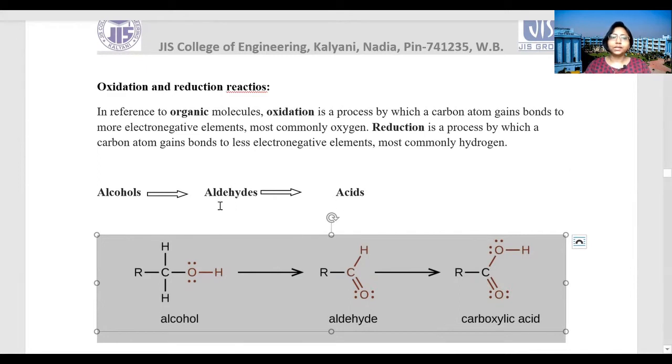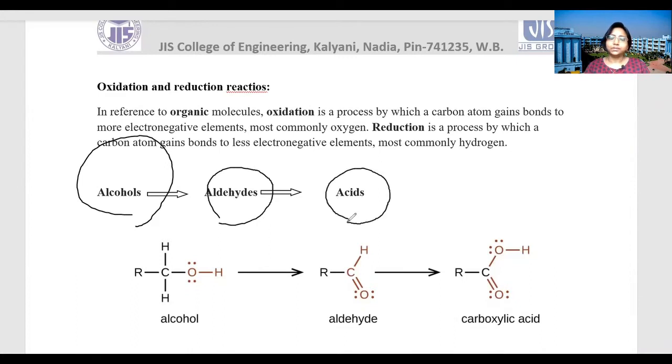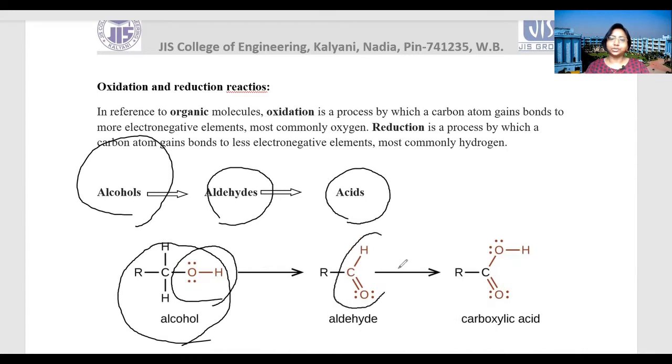Here you can see that in the oxidation part, the alcohol will be converted into the aldehyde, then it will be converted into acids. The example is also given: it is the alcohol, and you get here the group that is the OH, and the aldehyde that is the CHO. This group is the CHO, that is the aldehyde group. And then we get the carboxylic acid, COOH.